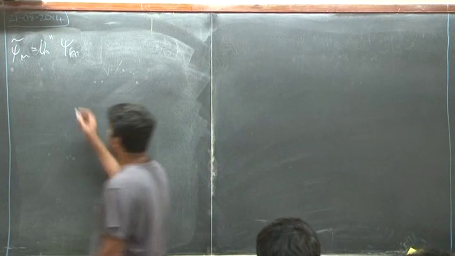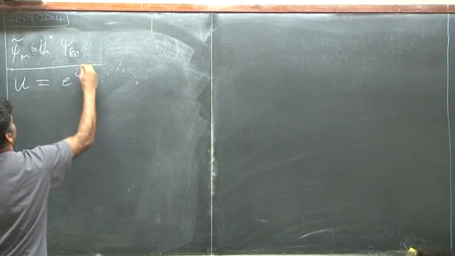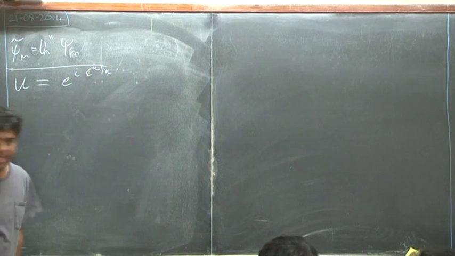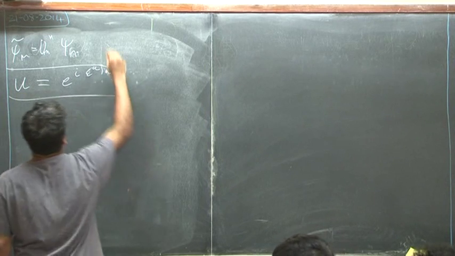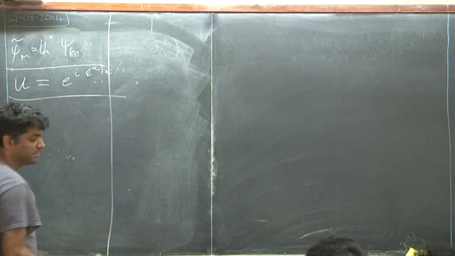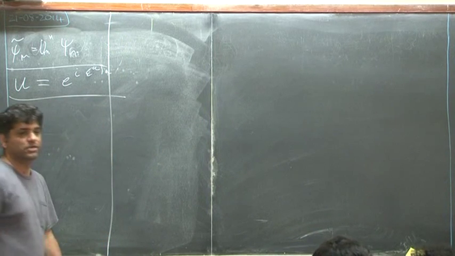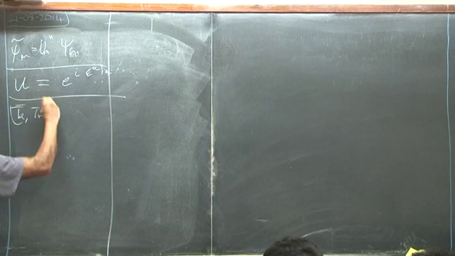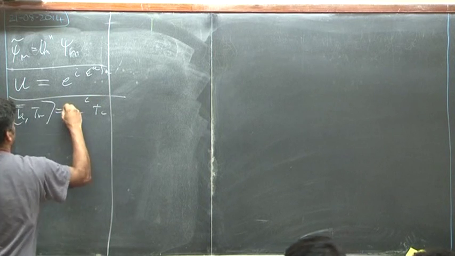The groups we were talking about are infinitesimal versions. Infinitesimal versions of U may be written as e to the i epsilon a T a. The T a were called the generators of the group. And the associativity of the group required that the commutator of the generators is itself a generator. And we wrote [T a, T b] equal to f a b c T c.